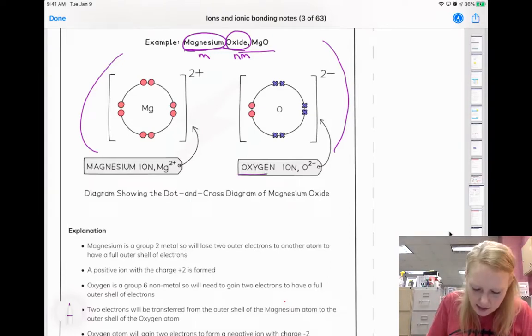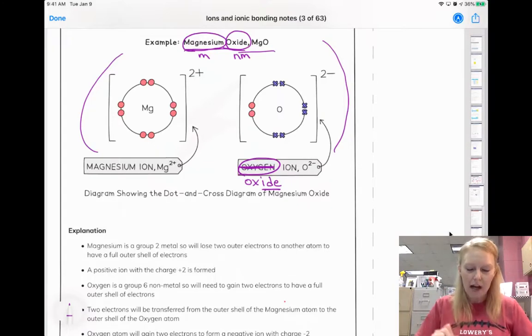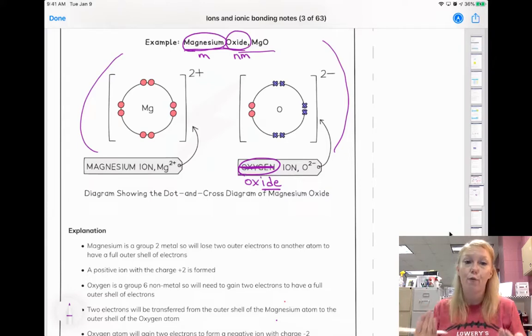And notice they made a uh-oh right there. That is not an oxygen ion. Remember, we have to change the ending to IDE. So that's an oxide ion. So that is not right. I should have checked their notes. All right. So I'm just going to jump down here and show you what you would need to do to show how this ionic bond formed.